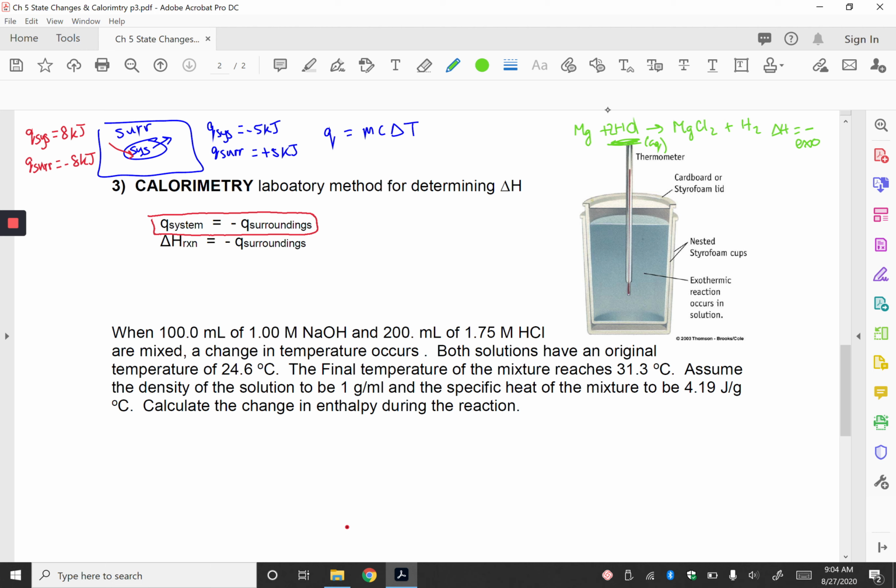and we made sure it's covered. We stirred with the thermometer and watched the temperature. And in this case, because it's exothermic, the temperature went up. And so we watch the temperature keep rising, rising, rising. The highest temperature we record down. If it was endothermic, then the temperature will go down. The lowest temperature is what we record.